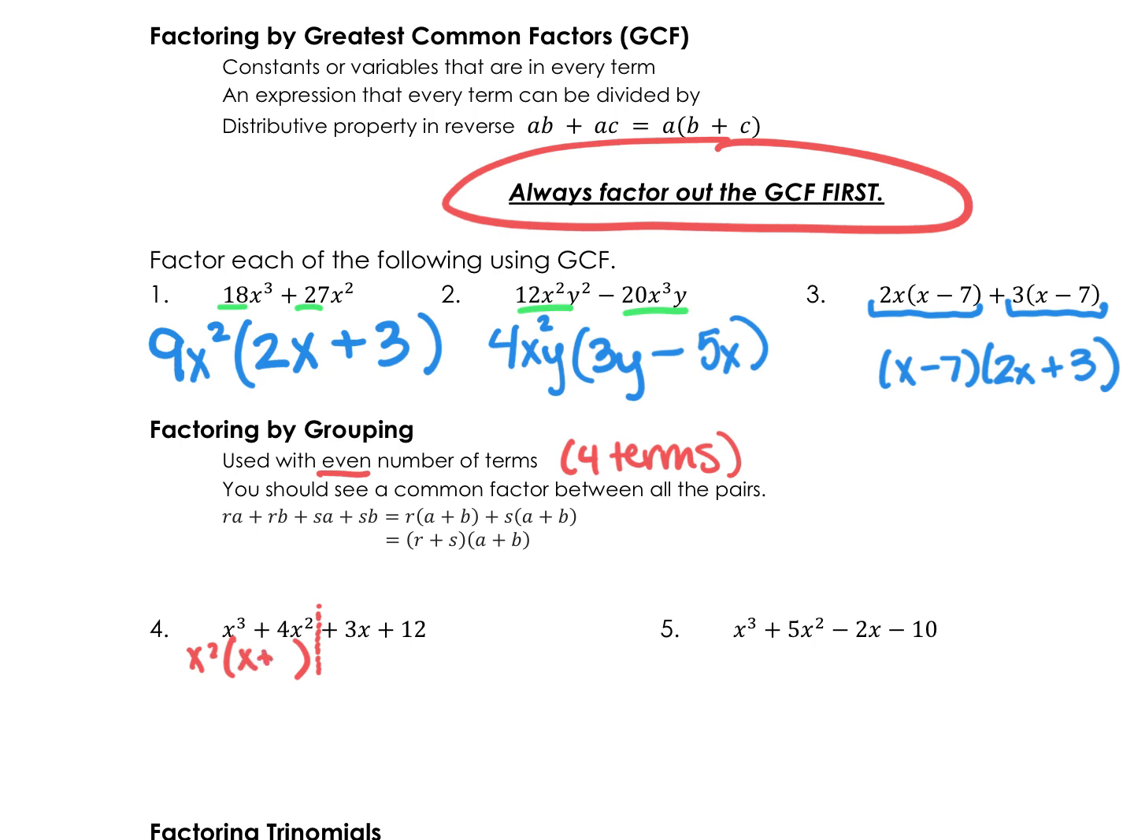Then those 2 terms are separated by a plus sign. And what do you have left in this term when you pulled out an x squared? 4. So you have an x plus 4 left when you pull out an x squared out of these 2 terms, right? That's just what we practiced earlier, greatest common factor.